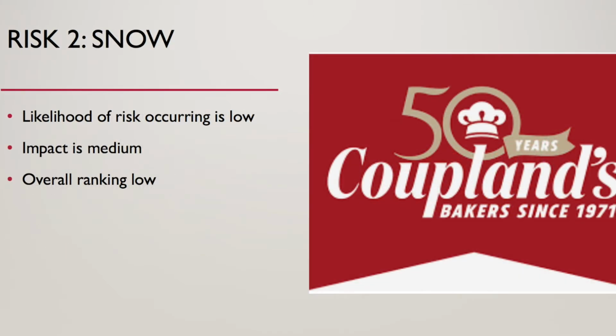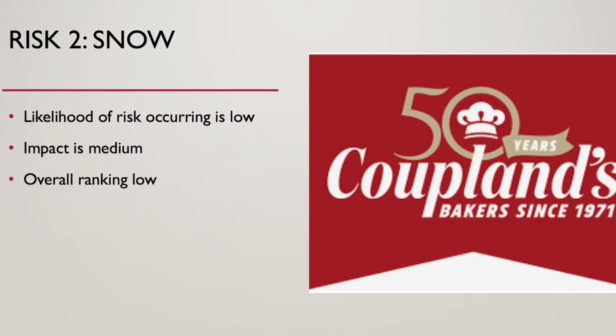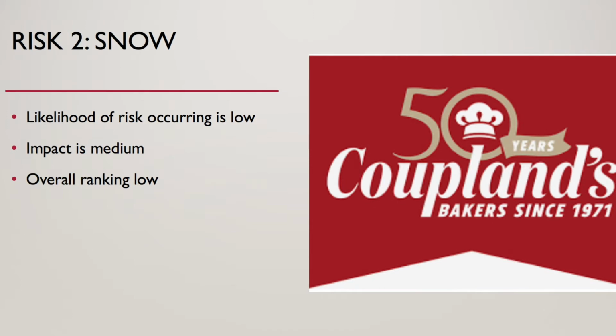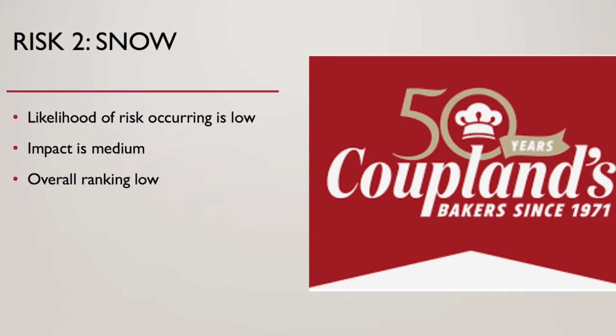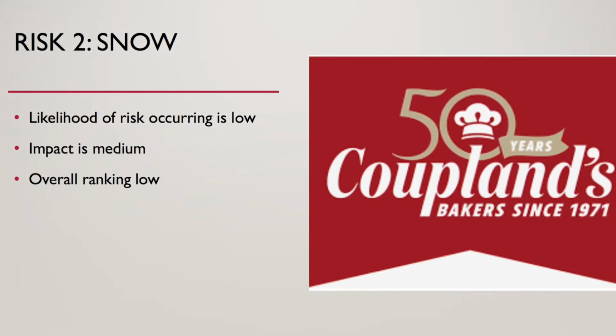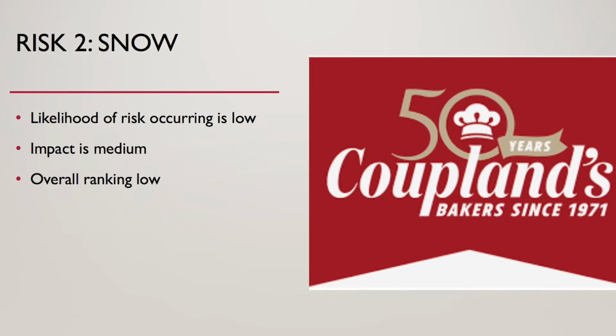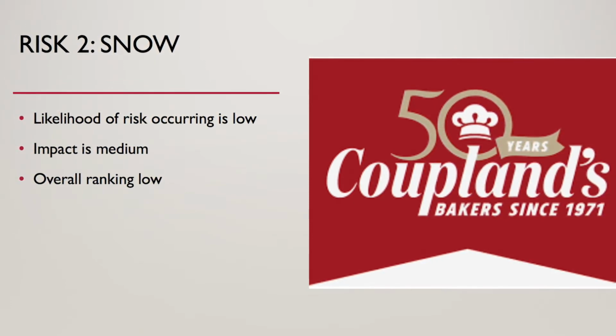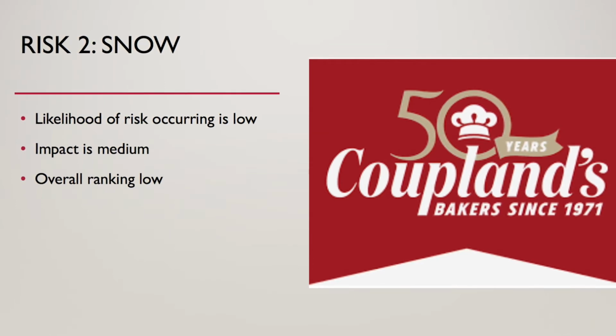Risk number 2, snow days. A significant snow day occurs when it snows heavily enough to impact people's ability to travel. Likelihood. The Christchurch plant is likely to be heavily snowed on approximately every 1 to 2 years. This means the likelihood of the risk occurring is medium. Impact is medium. A snow day will result in manufacturing slowing down for a day.